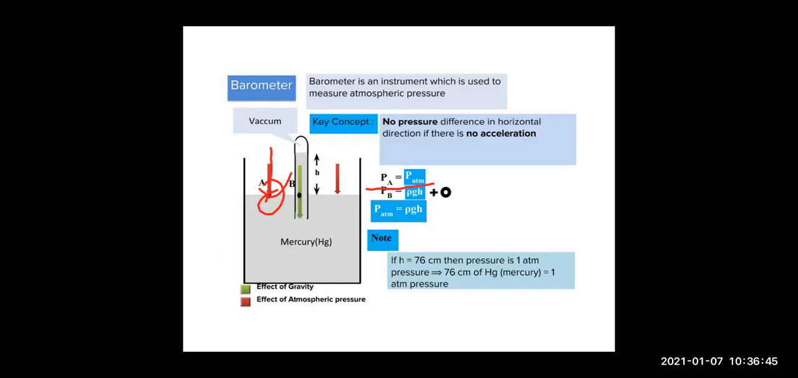Now let's talk about pressure at point B. So pressure at point B will be equal to rho gh, that is the density of mercury, into the acceleration due to gravity, and into the height of the mercury. But as these 2 points A and B are at the same level, PA will be equal to PB. So P atmosphere will be equal to rho gh.